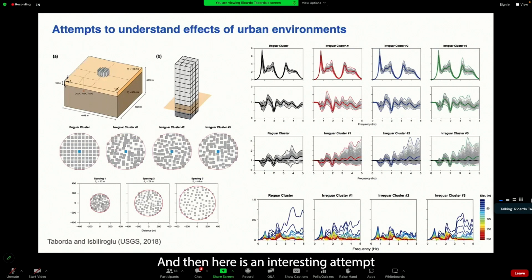And then here is an interesting attempt of understanding how much variability you will see on the ground motion if you include soil structure interaction, if you include the structural models, even if simplified, into your ground motion models. And then if you include multiple buildings, how much variability that will introduce into your sense of observing, if we can truly observe the ground motion, given the areas we lived in and where the instruments are located.